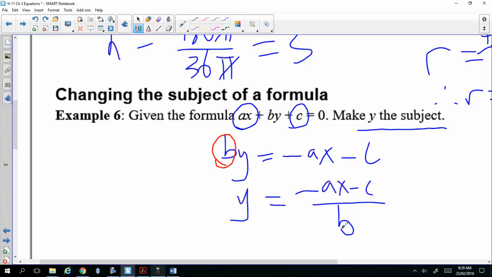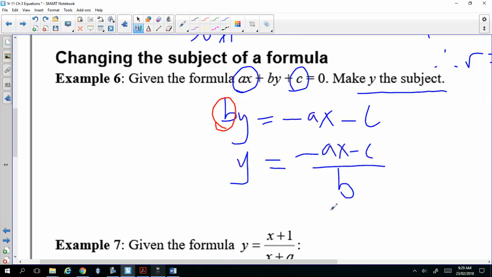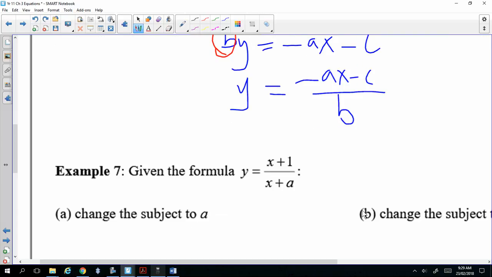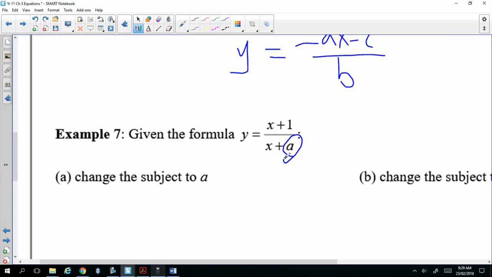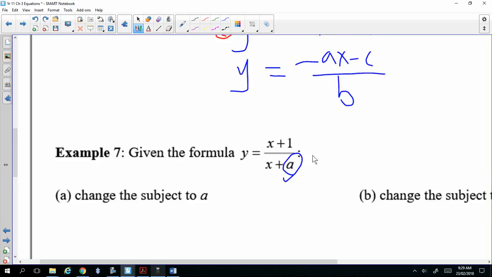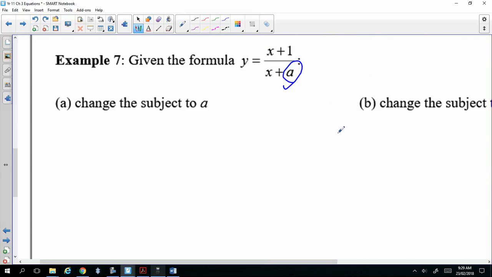Alright, so we've done this, and we're going to do the next one. We're going to make A the subject. A is this polynomial there. This is a bit more difficult than the other one, so let's write down the formula first: y equals x plus 1 over x plus a. If you make A the subject, first you have to get rid of the denominator, so we'll do that first.